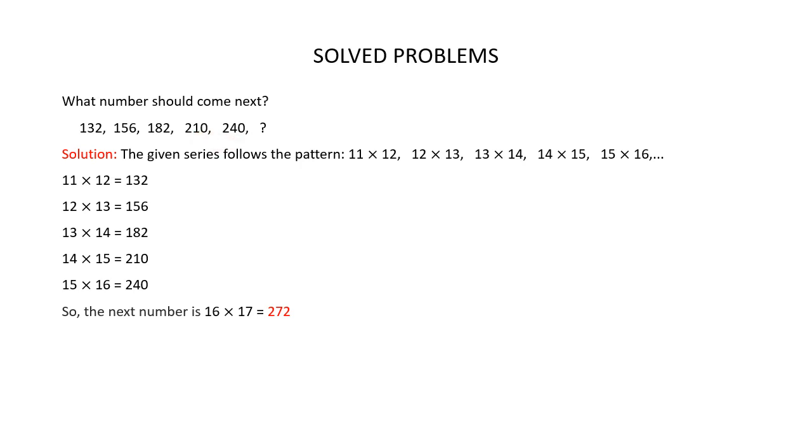So the given series follows the pattern 11 multiplied by 12, 12 multiplied by 13, 13 multiplied by 14, 14 multiplied by 15, 15 multiplied by 16. So the next number will be 16 multiplied by 17, which is 272. So 272 is the missing number here.